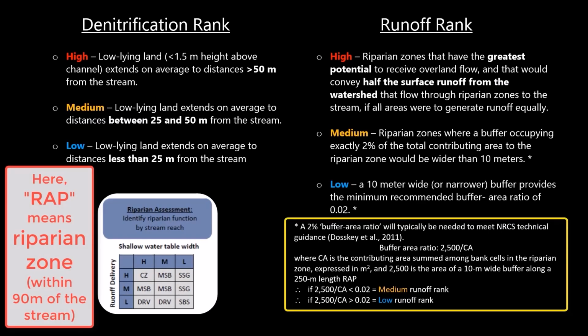The buffer area ratio is calculated by taking 2,500 divided by the contributing area along those bank cells within a RAP. That 2,500 is equivalent to the area of a 10-meter wide buffer along a 250-meter long RAP. And so basically, you can see down here that if the buffer area ratio is less than 2%, a medium runoff rank is assigned. And if it's greater than 2%, a low runoff rank is assigned.